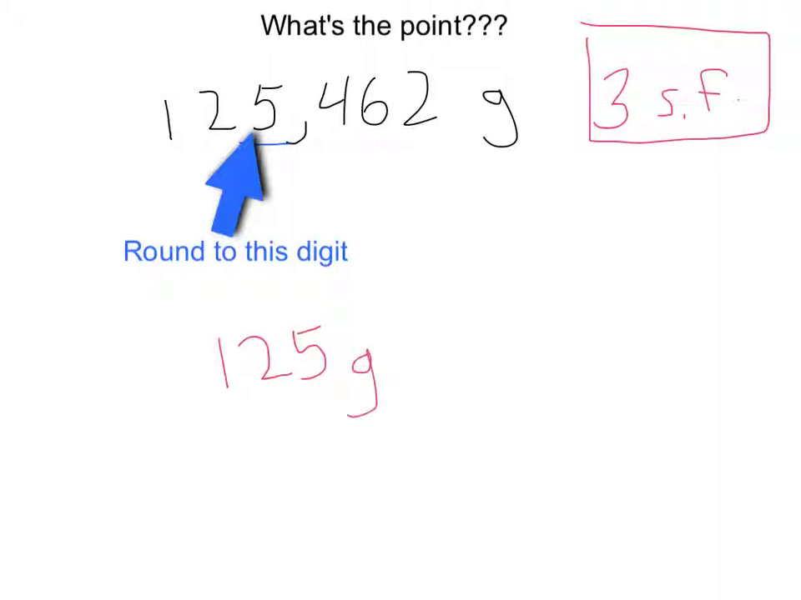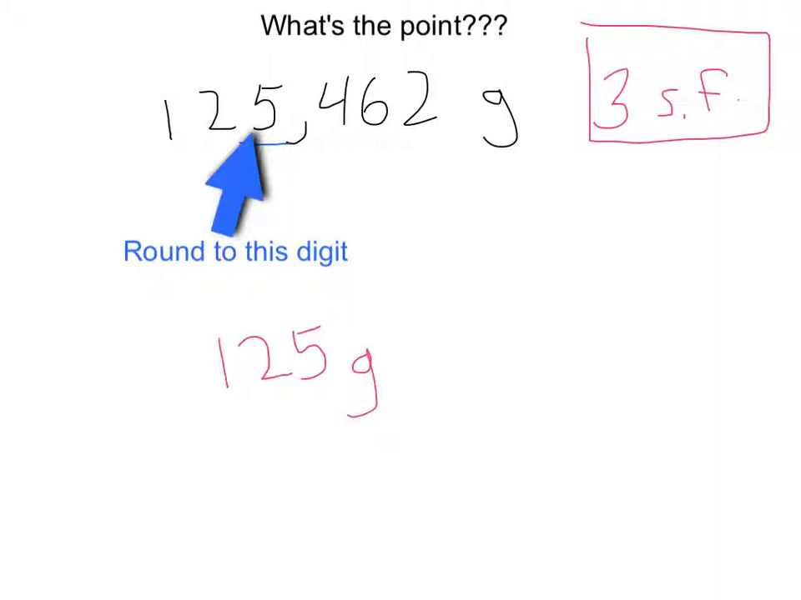125 grams, right? Well, something's wrong here. Because the whole point of sig figs is you're supposed to have the same measurement. You're just showing it with less precision. So up here we've got 125,000 something. And now we've reduced it to 125 grams. Something weird's going on there.